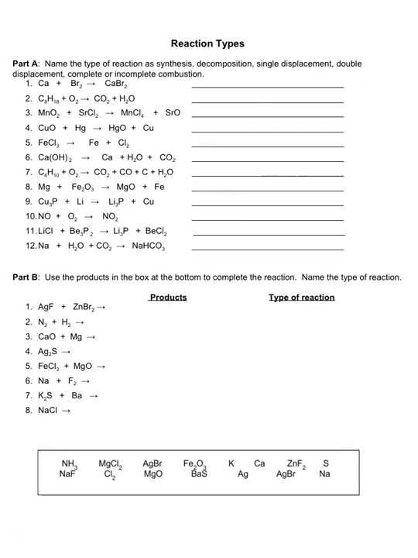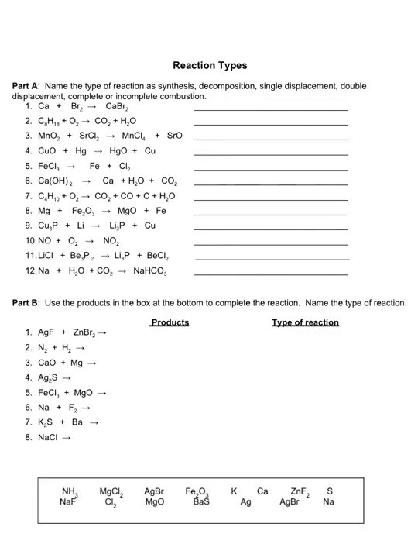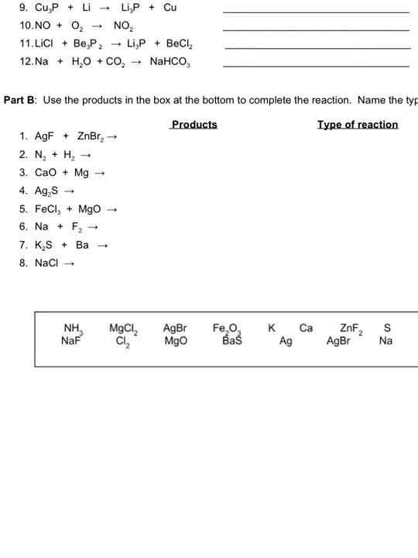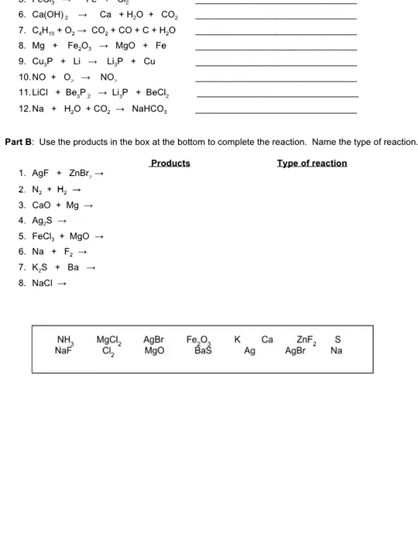Now try out the questions on the reaction types worksheet. For part A, identify these reactions as being a synthesis, a decomp, a single, a double, a complete combustion, or an incomplete combustion. For part B, we are going to start predicting the products of reactions by completing the pattern. For example, if you look at this first one here, I have two elements plus two elements. Hey, that's probably going to be a double displacement reaction.